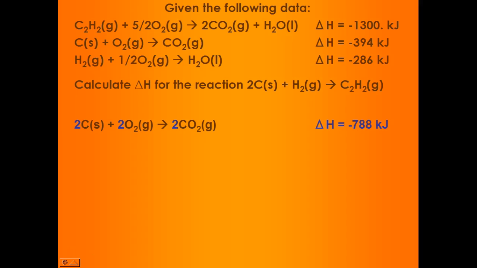Hydrogen is our other reactant. We have one of them in the equation we're trying to make, and we have one hydrogen up here in our equation. So when we write that one down, we see that its delta H value does not change. It is negative 286.